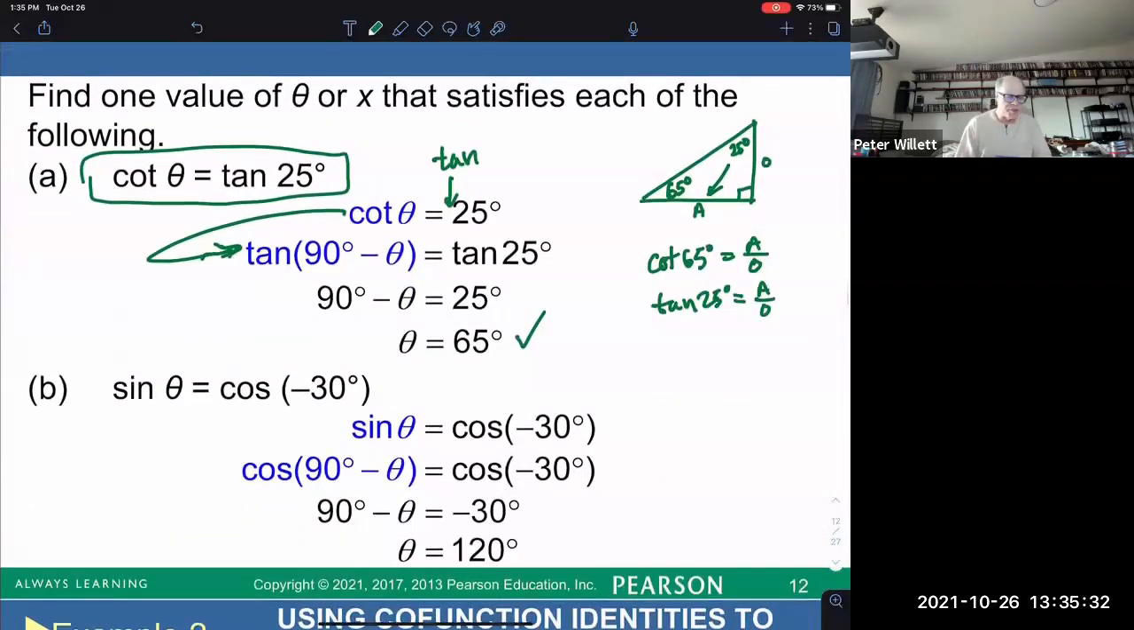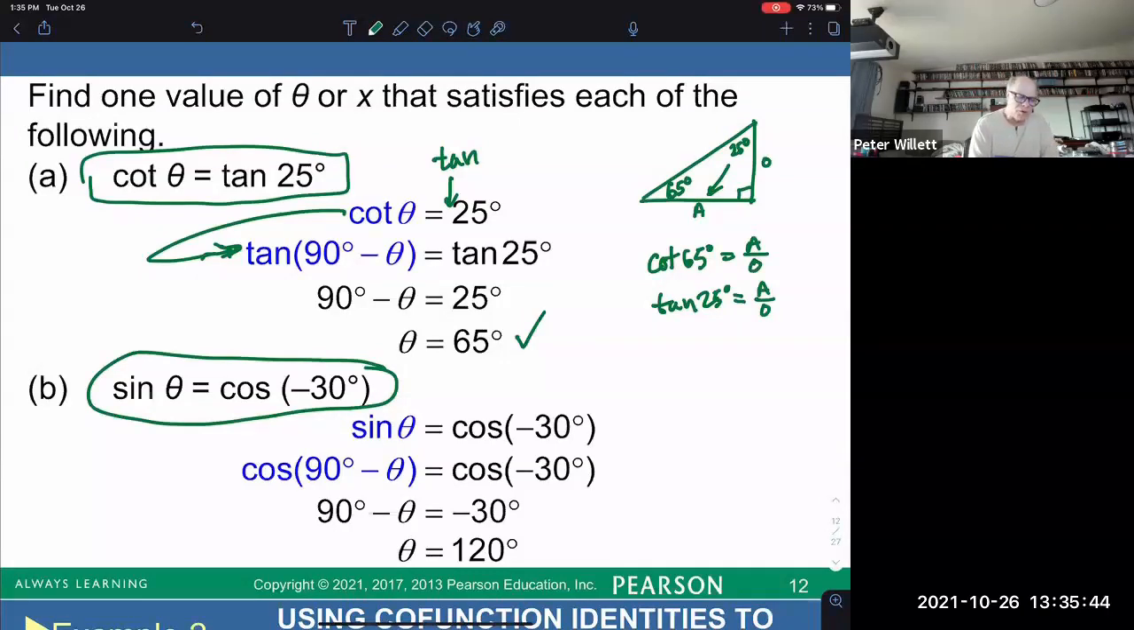So they do another one in a similar way. If you're told that sine of theta is equal to cosine of some other angle, well, the way that I would put it in cofunction angle measurements is that if theta and negative 30 degrees add up to 90, then sine and cosine will be equal. And so I would then say that theta plus negative 30 degrees equals 90. And then I would add 30 to both sides, and I would get theta's 120.